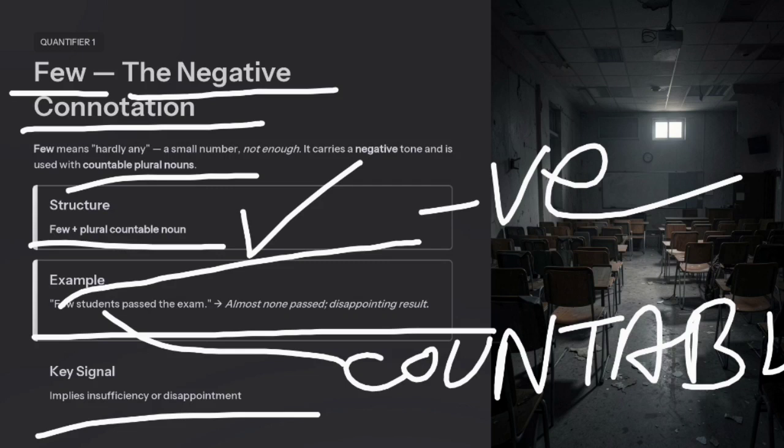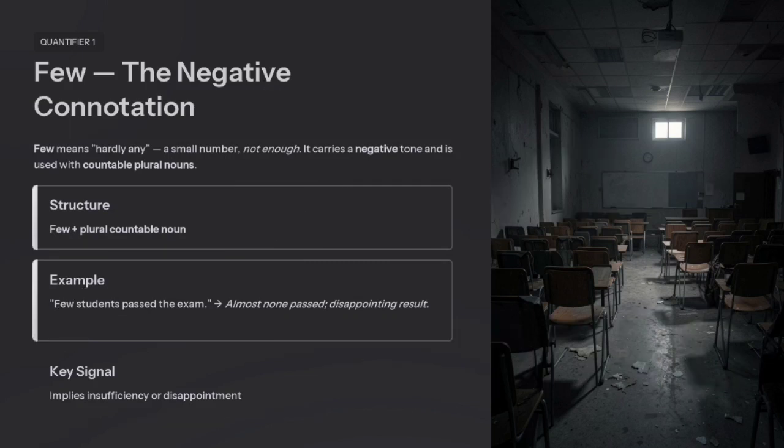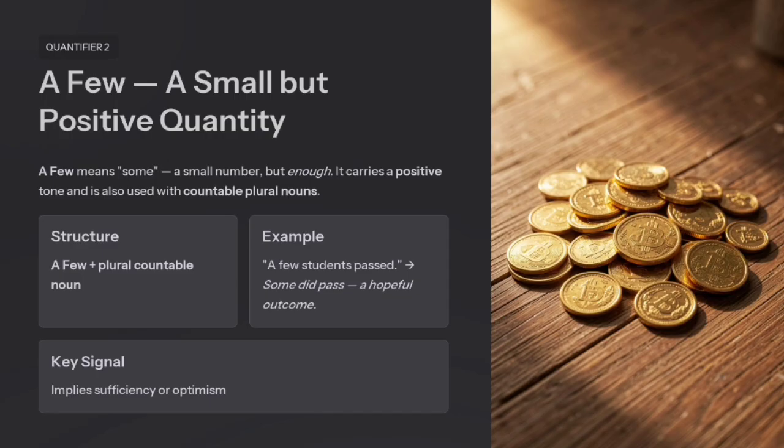Next we shall go through the second quantifier. So what is the second quantifier? That is a few. What is its structure and example? We shall discuss one by one.